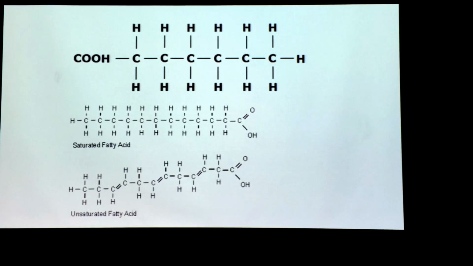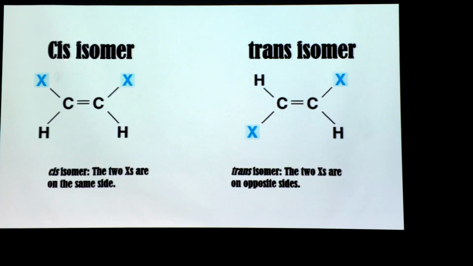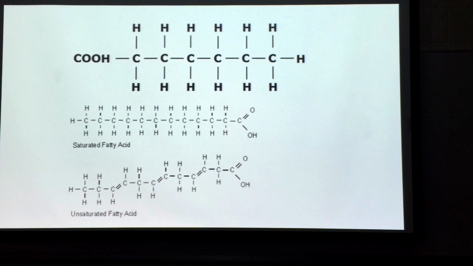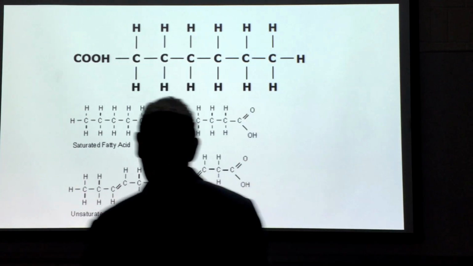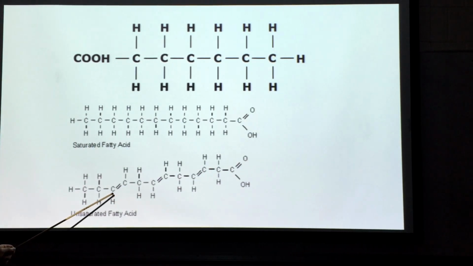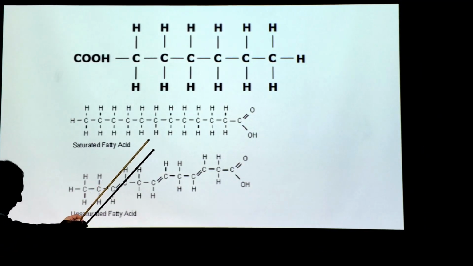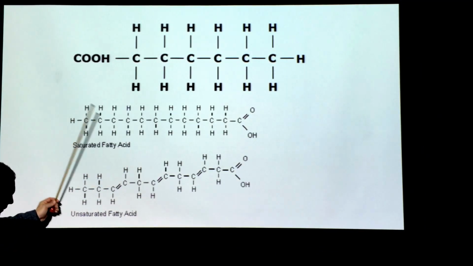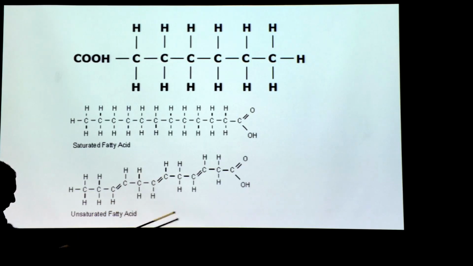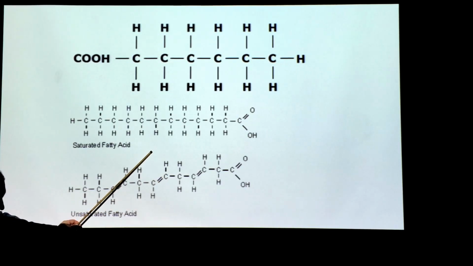Now, how can we tell the difference between a cis fatty acid and a trans fatty acid? We've heard of trans fatty acids before. What is the difference? How can we tell? All you have to do is take any double bond and put a line across the double bond, just like that. You see that? There is the double bond, you put the line across.